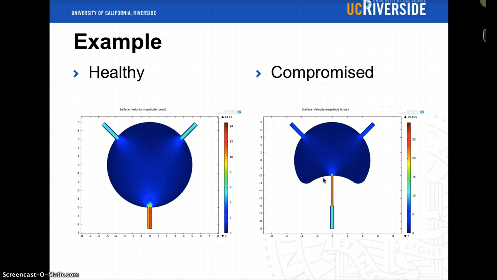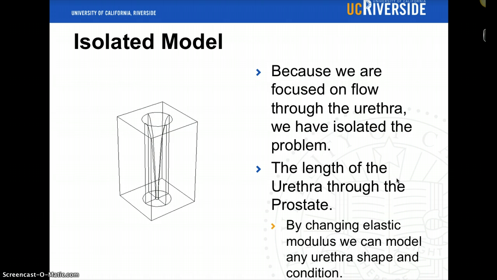But I was also able to create the geometry for a compromised bladder. If you can imagine the prostate right here being enlarged as opposed to normal right here, it obstructs and narrows this pathway, and you can see that it hinders flow. And this is the flow right here, red being highest flow, and blue being not very much flow. And so that's kind of how it goes.